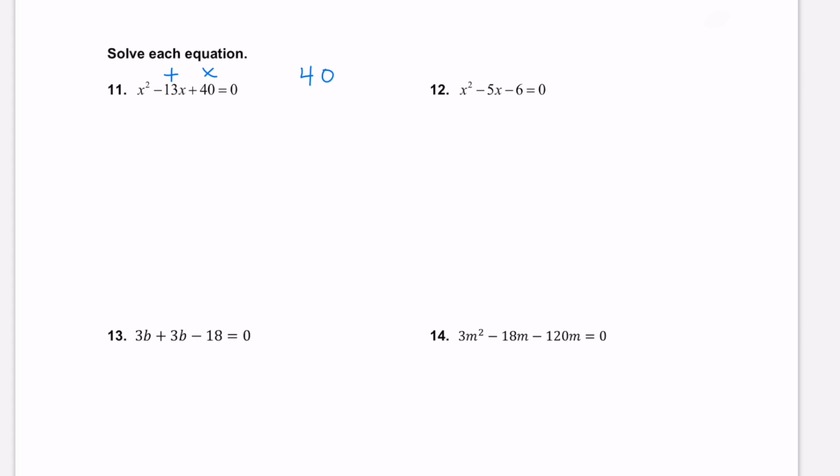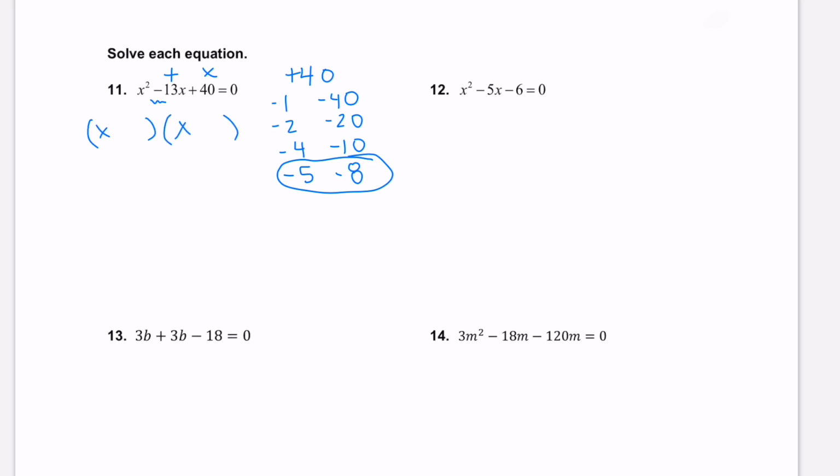We look for two things that multiply to 40, add to negative 13. It's a positive 40, so the two things either have to both be positive or both be negative. But since they're going to add to be a negative number, all of the numbers are going to be negative. So I have negative 1 and negative 40, negative 2 and negative 20, negative 3 doesn't go in, 4 does, negative 4 and negative 10, negative 5 and negative 8. Negative 5 and negative 8 add up to negative 13. So those are my two numbers. I have x and x, a minus 5 and a minus 8.